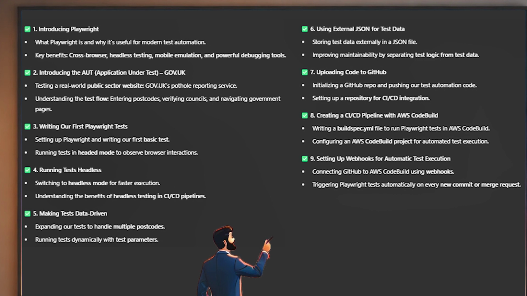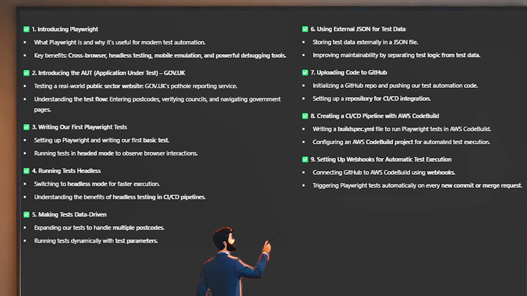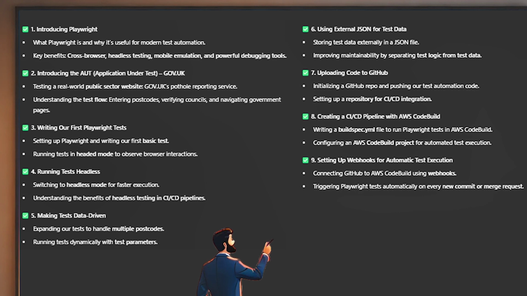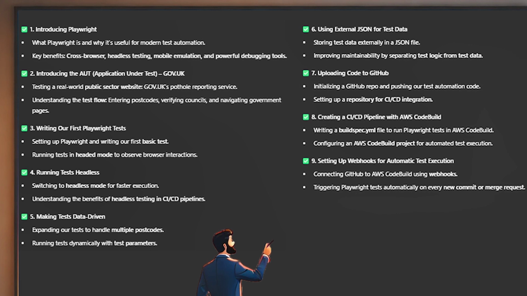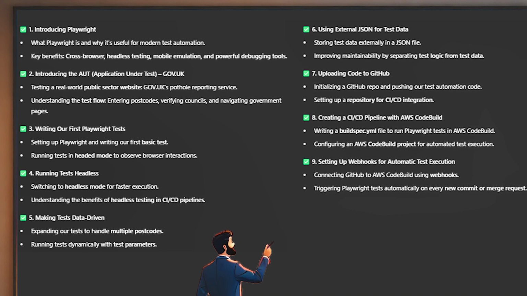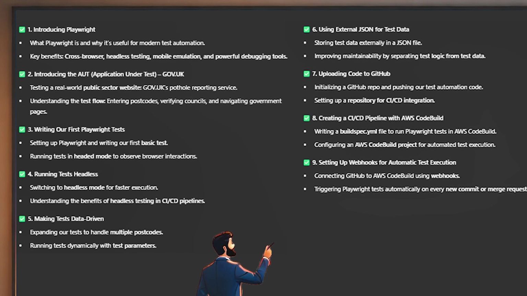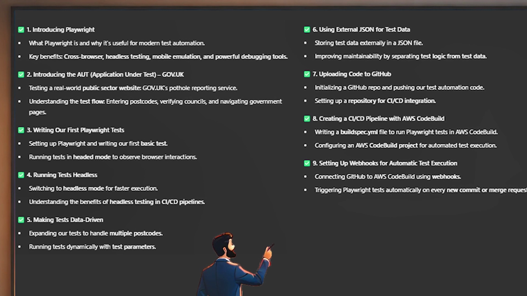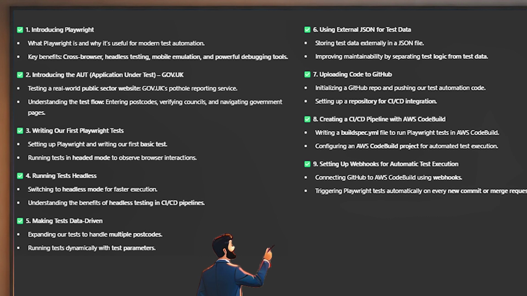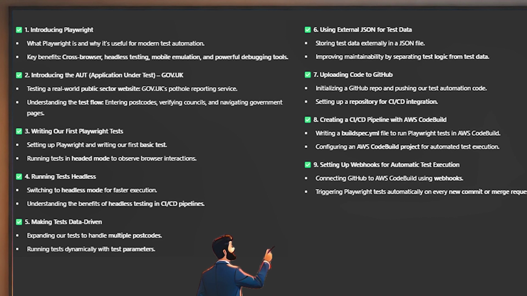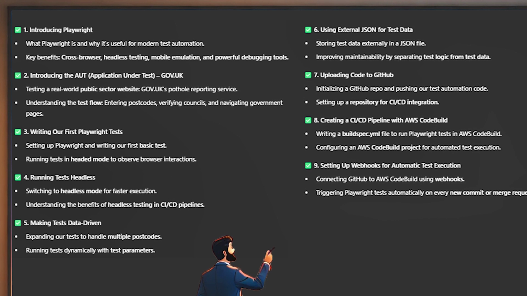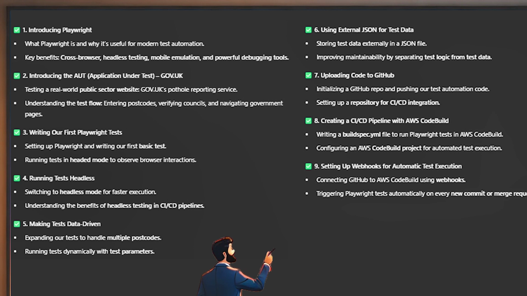With our automation now scalable, we'll push the code to GitHub, setting up a repo for further integration. From there, we'll build a CI/CD pipeline in AWS CodeBuild, and we'll automate our Playwright tests to run in the cloud. Finally, we'll set up webhooks, ensuring tests are triggered automatically every time we push new changes.